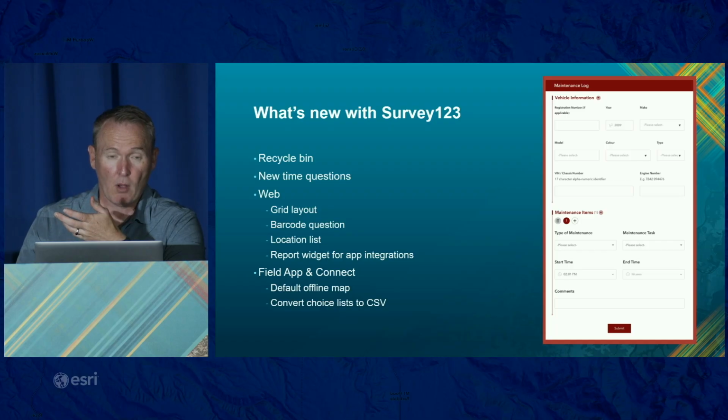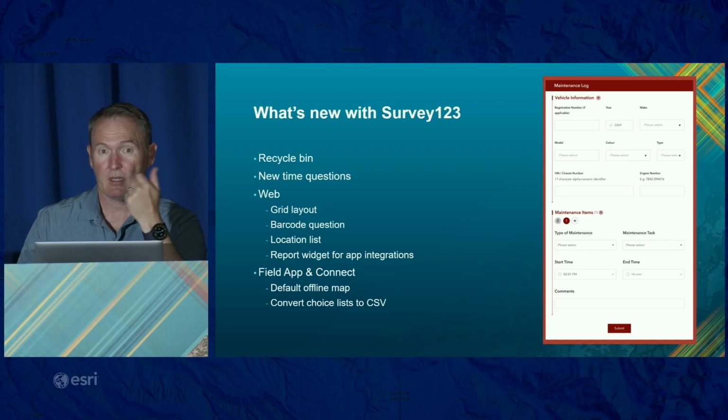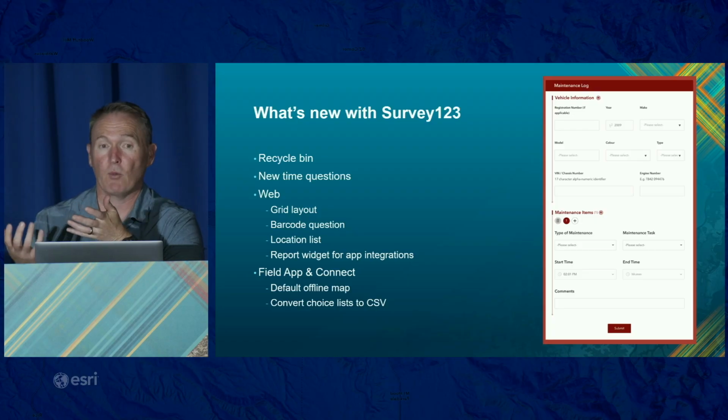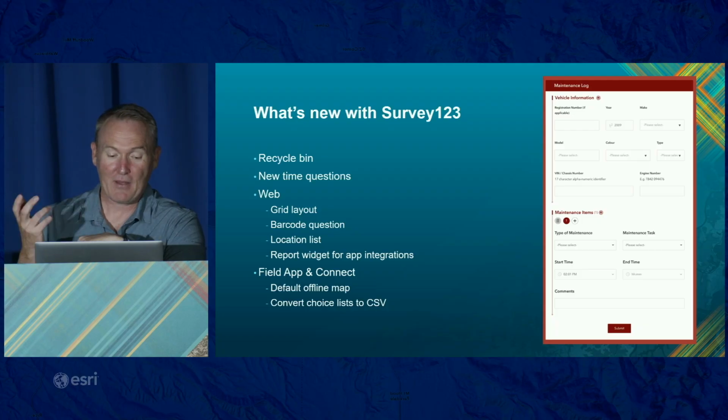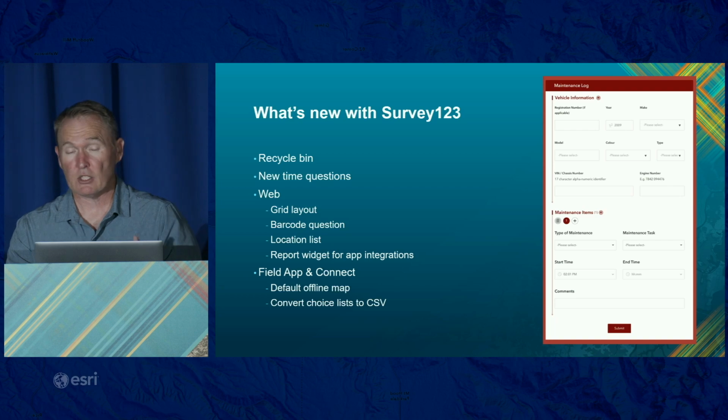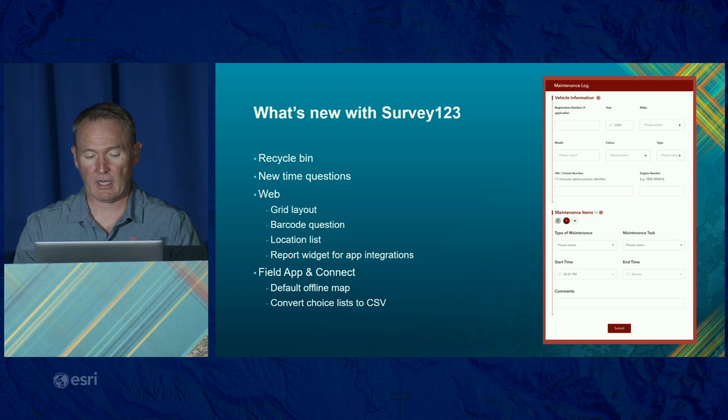And then in the mobile app, we now support a default offline map all the time. So you always have some type of map with you. It's not super detailed, but it is a default. So you always have a map with you on your mobile device if you forgot to take one offline. And we support converting choice lists to CSV files and working with those outside of Survey123 Connect.